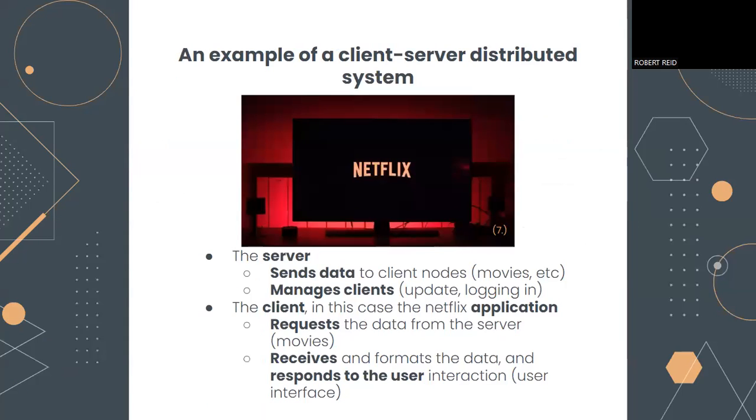An example of a client-server distributed system is Netflix. Netflix sends data to client nodes, which is the movie data, and then that manages the clients as well, like updating and logging their information. And then the client is what the user interacts with. It requests the data from the server, receives and formats the data, and responds to the user.